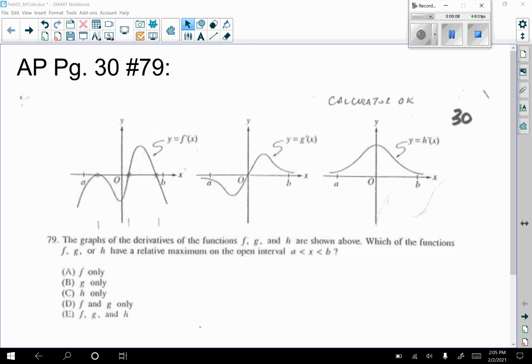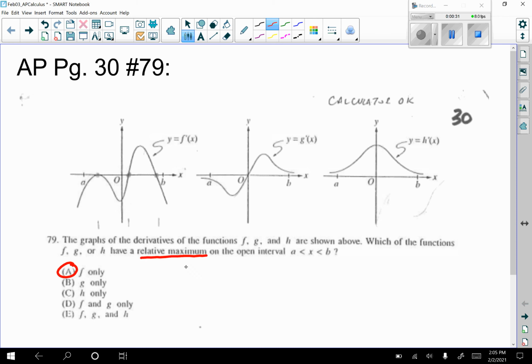The first is the AP page 30, number 79 problem. Let's take a look at this. The correct answer here was A, but let's see why. So here it says the graphs of the derivatives of the functions f, g, and h are shown above. Which of the functions f, g, or h have a relative max on the open interval from a to b?